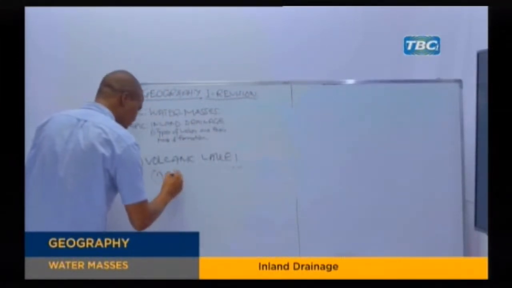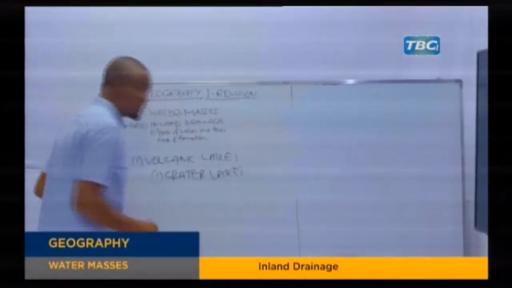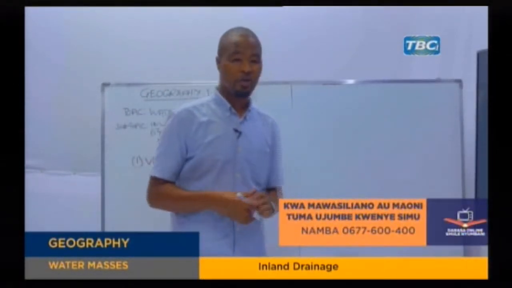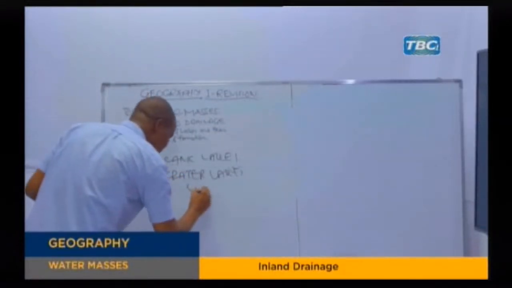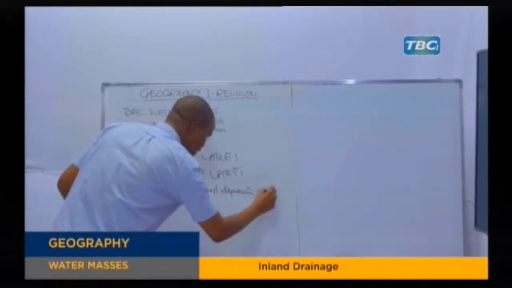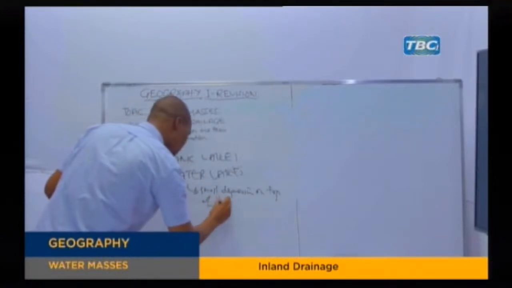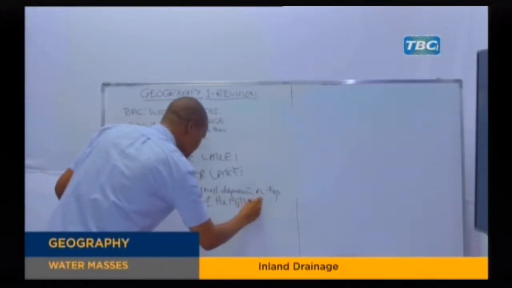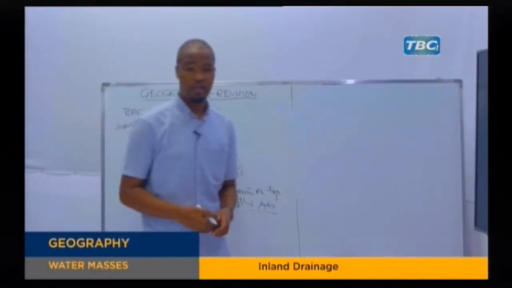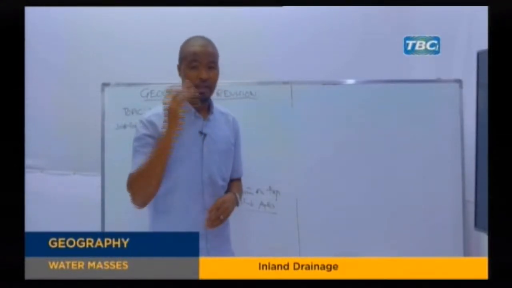The first type is crater lake. Crater lakes are the lakes formed when water has occupied a small depression on top of the highland area. What is a crater? A crater is a small depression on top of the highland area. So once the crater becomes filled with water, that is what we call the crater lake.